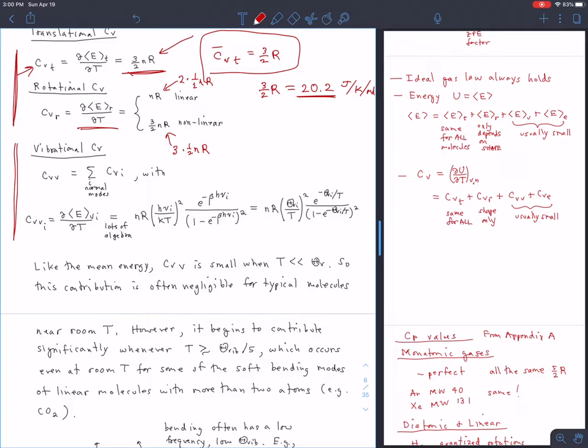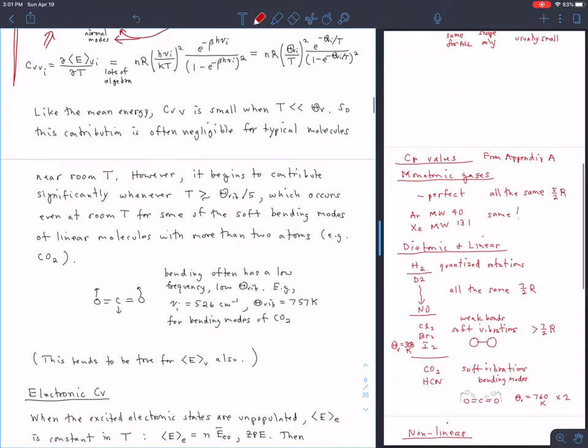Notice also that the total vibrational heat capacity is just a sum of contributions from each of the normal modes. So once again, you're going to get a vibrational contribution from each normal mode, and the total vibrational contribution is just adding them all up.